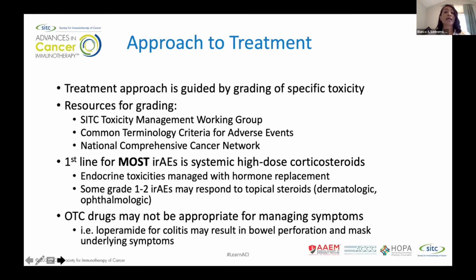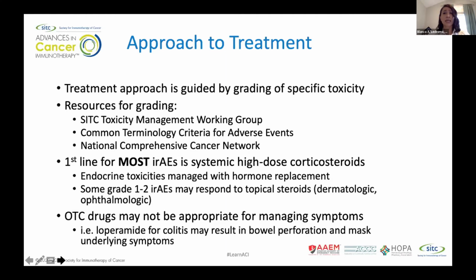But what's ultimately our first line of treatment? It is high dose corticosteroids. That's what we do. But of course, for any endocrine irAE, we would treat patients as per institutional guidelines as clinically indicated. For patients who have a dermatologic or ophthalmologic irAE, for any low grade, grade 1 or grade 2, we would just do topical corticosteroids.